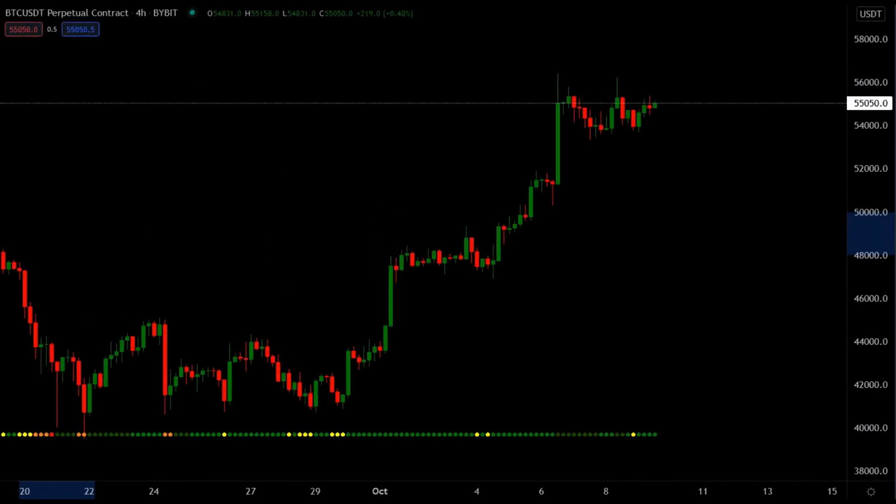At the moment, you're looking at a blank Bitcoin chart with the exception of safe signal, which are the colored dots at the bottom of the chart. And we'll get to that in a moment.